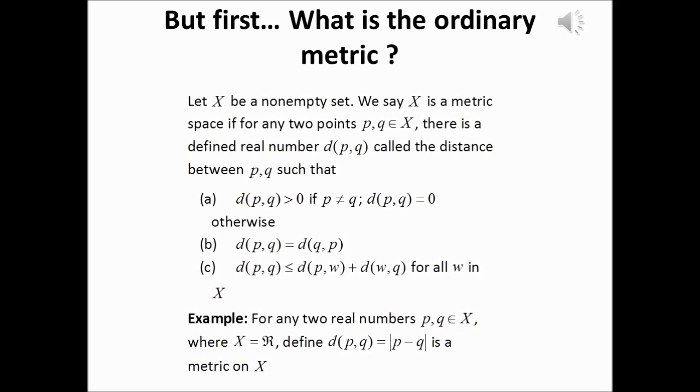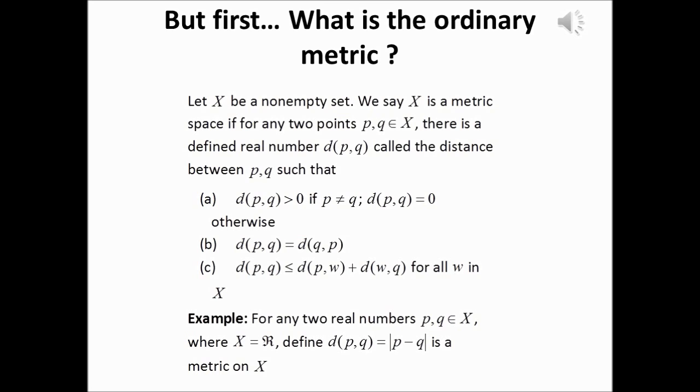C. The distance function satisfies the triangle inequality, which means the distance between P and Q is less than or equal to the distance between P and W plus the distance between W and Q for all W in X.